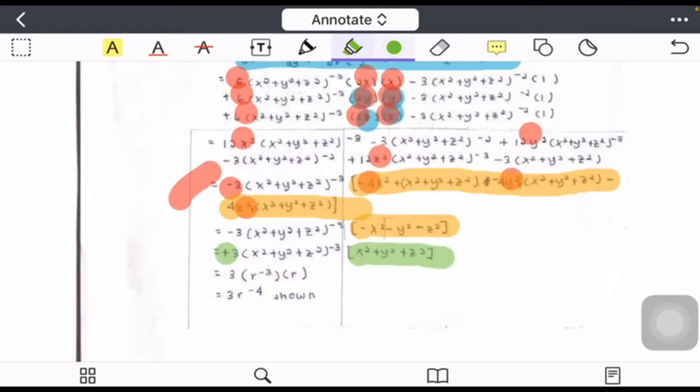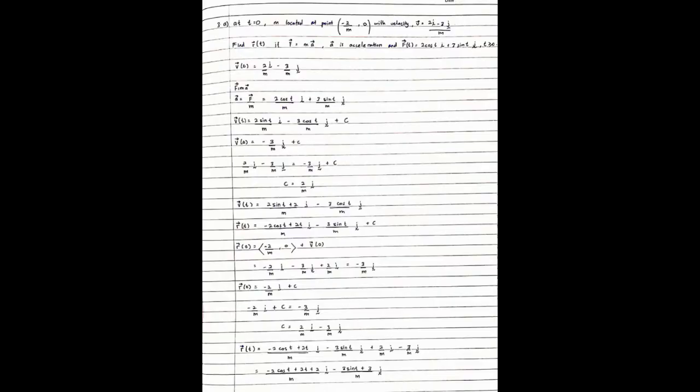Seterusnya kita tengok untuk yang ini warna hijau ni, dia punya power adalah negatif 3. Jadi saya darabkan yang ini dengan power 1/2. So kita akan dapat 3r power negatif 3 dan r, which is r tu adalah x squared tambah y squared tambah z squared power 1/2. Jadi 3r power negatif 3 darab r sama dengan 3r power negatif 4. Shown.